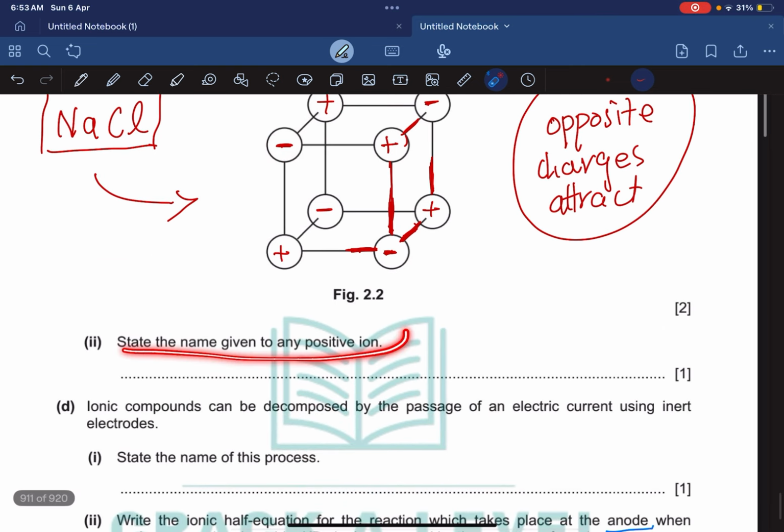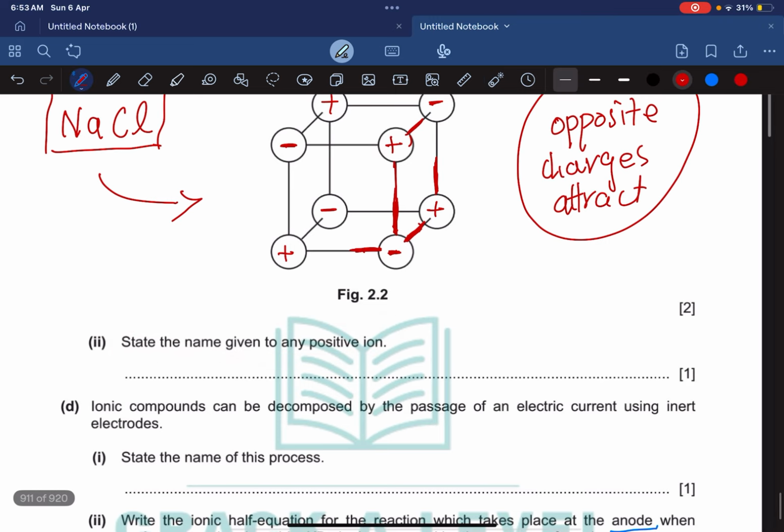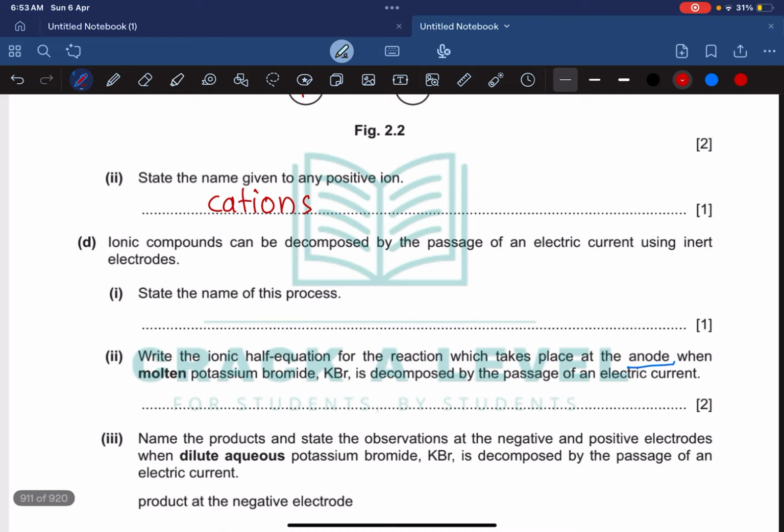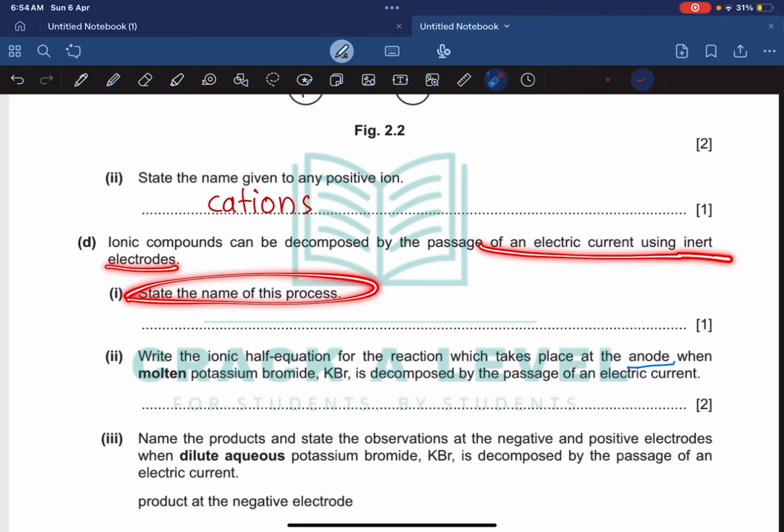State the name given to any positive ion. Positive ions are basically called cations and negative ions are called anions, okay? That is basic information, okay? Part of basic information, okay? Ionic compounds can be decomposed by the passage of electric current using inert electrodes. State the name of this process.